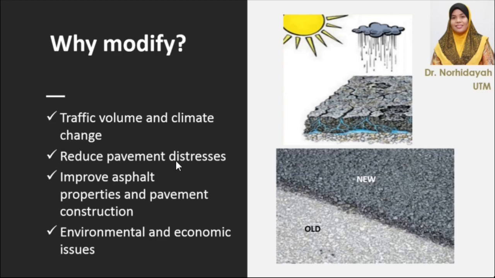Many modifiers can improve the asphalt binder's stiffness at normal service temperatures to increase rutting resistance, while decreasing its stiffness at low temperatures to improve its resistance against thermal cracking. Another reason why we modify conventional asphalt is to improve the asphalt properties and pavement construction with special application, a cheaper, faster, durable, and long-lasting product.